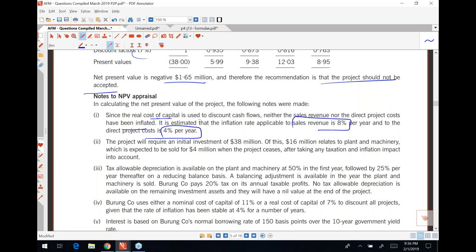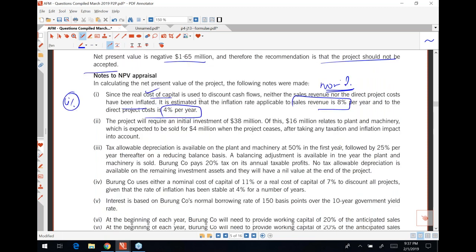Now let's try to understand one thing. If the exam had mentioned the same rate of inflation, let's say 4% applicable for all of them, then it would have been okay to use the real cost of capital and the real cash flows. But the problem is that the rate of inflation is different. If the rates of inflation are different, you can't use the real cash flows; you have to use the nominal cash flow. That is also one of the mistakes that is made. So we'll have to use nominal cash flow.